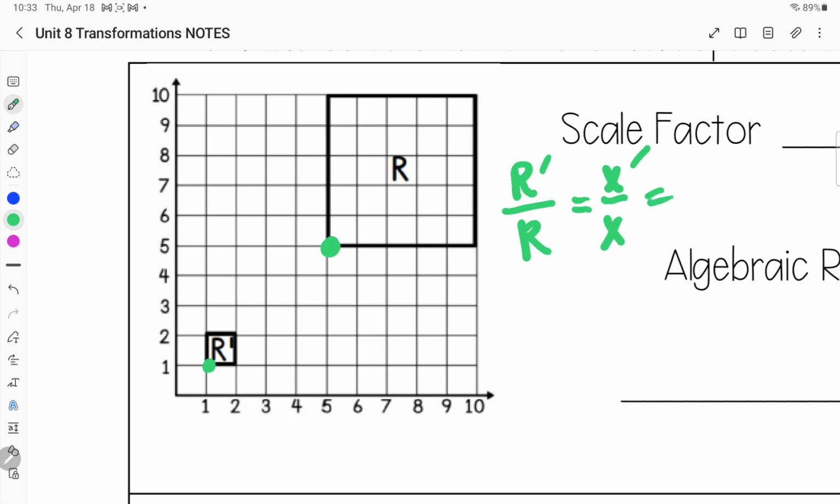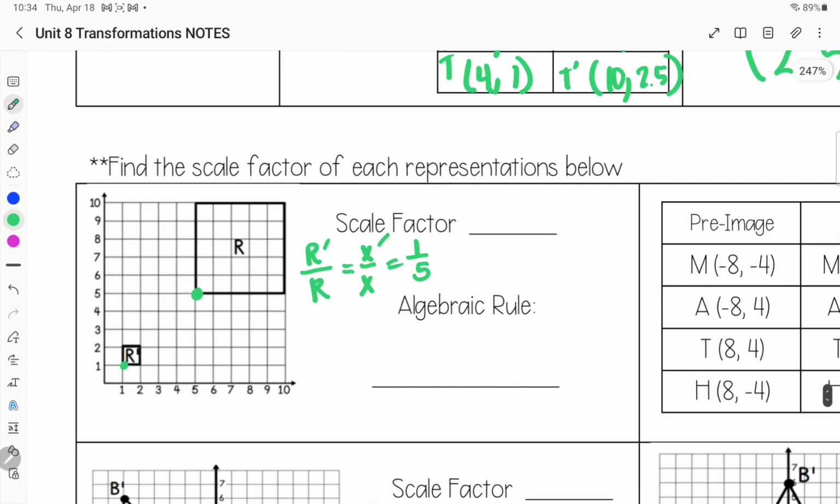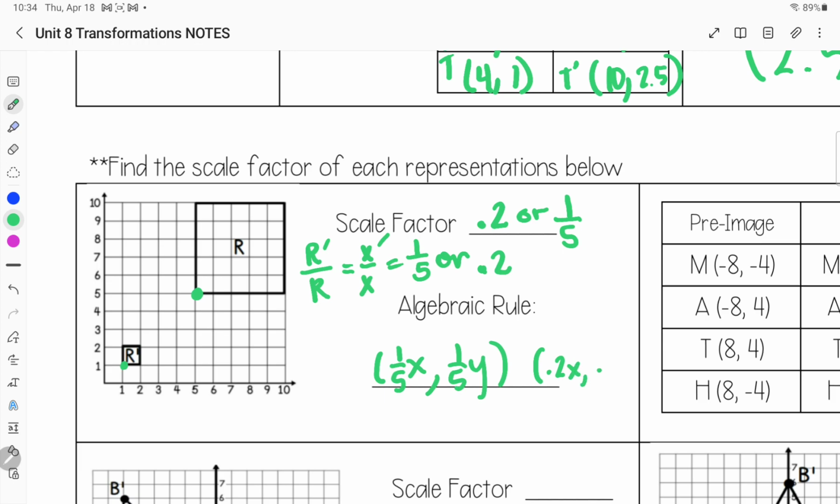So my x value for prime, and again, nice clean copy. This is my pre-image, this is my image. So you should be able to tell that it shrunk. It got a lot smaller. We need to figure out how much smaller it got. So I'm going to take x prime, which is 1, and I'm going to take x for r, which is 5, and then I'm going to simplify. You can leave it as 1/5, or you can put it as 0.2. Either one will work. So when we rewrite this, you could write it as 1/5 x, meaning 1/5 times x, 1/5 times y, or if you wanted to leave it as a decimal, you could leave it like that. They mean the exact same thing.